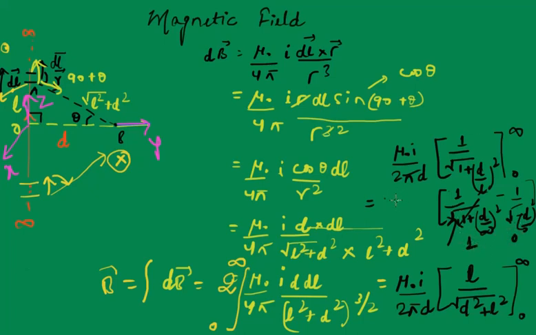So your magnetic field becomes simply mu naught I by 2 pi d, right? I think it's a bit cluttered here, so let me write it here. Because of this wire carrying current, the magnetic field at a point B, which is at a distance of d from the wire, has magnitude mu naught I by 2 pi d, right? So that's how we calculate the magnetic field.